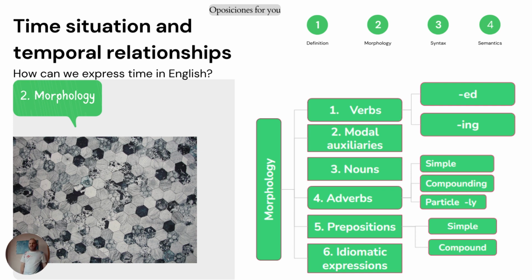Similarly, the suffix -ing is added to verbs to form a continuous tense, indicating that an action is ongoing, as in running. Modal auxiliaries. Modal auxiliaries such as will, would, should, and could can also convey information about time. I will go to the store indicates future.